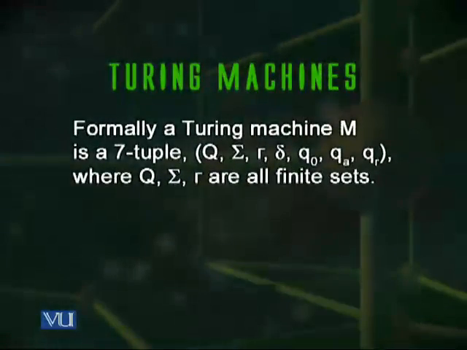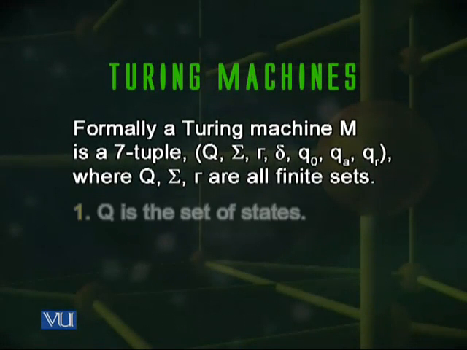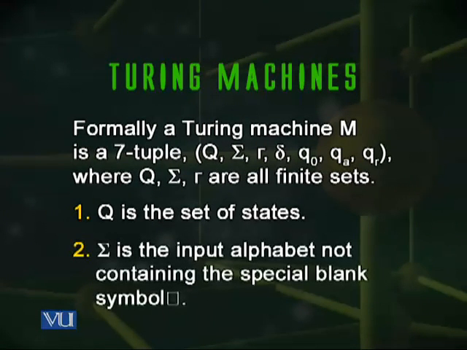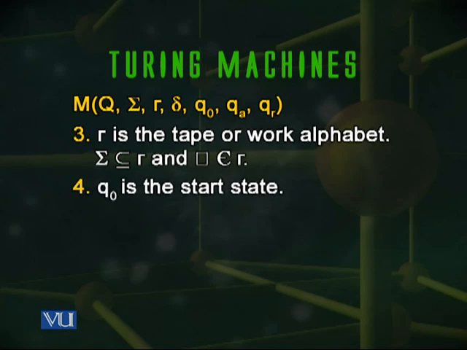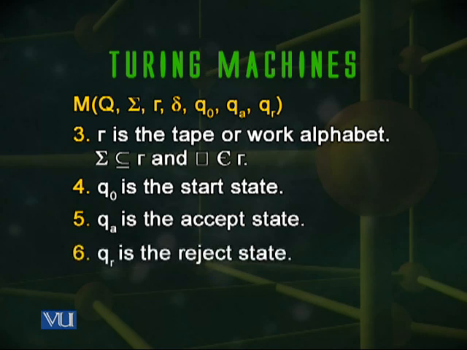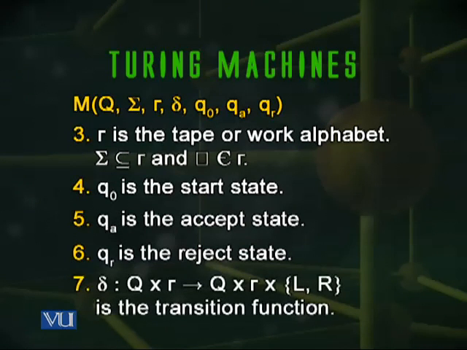So let us recall that a Turing machine is specified by 7 things. Firstly, you have to tell me what the states of the Turing machine are. The second thing is you have to tell me what the input alphabet is. The third thing is you have to tell me what the work alphabet is. You have to tell me the start state, the accept state, and the reject state. And the last, most important component of a Turing machine is the transition function, which specifies how a Turing machine operates.